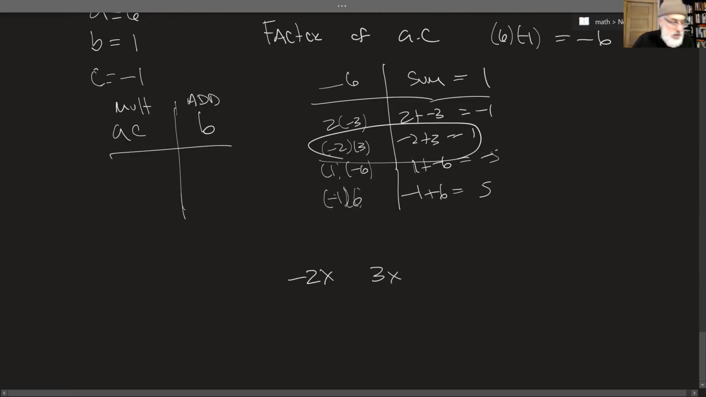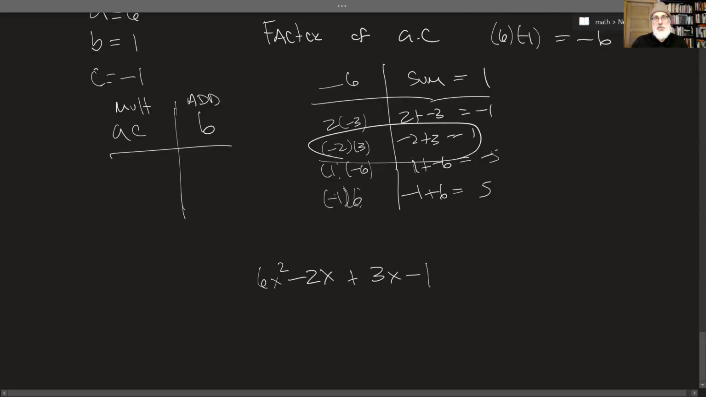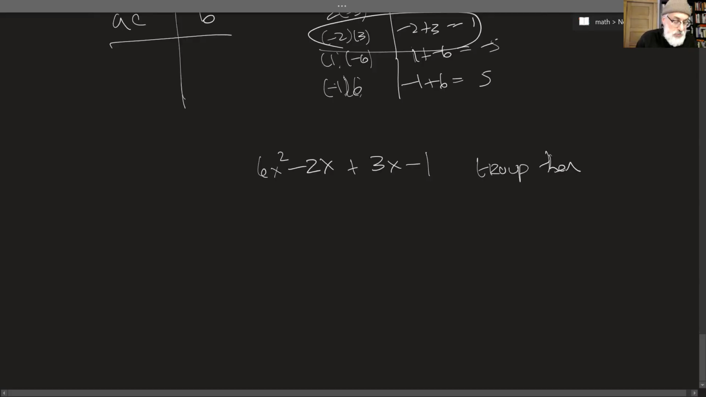And this grouping technique is where we're going to add them. And then we're going to have our 6x squared and our -1 out here. So we essentially broke up that middle. The middle was, remember, x. So we broke it up between -2x and 3x. And the reason we're going to do that is we're going to group them. Now I'm going to group the first 2 terms, and then the second 2 terms.